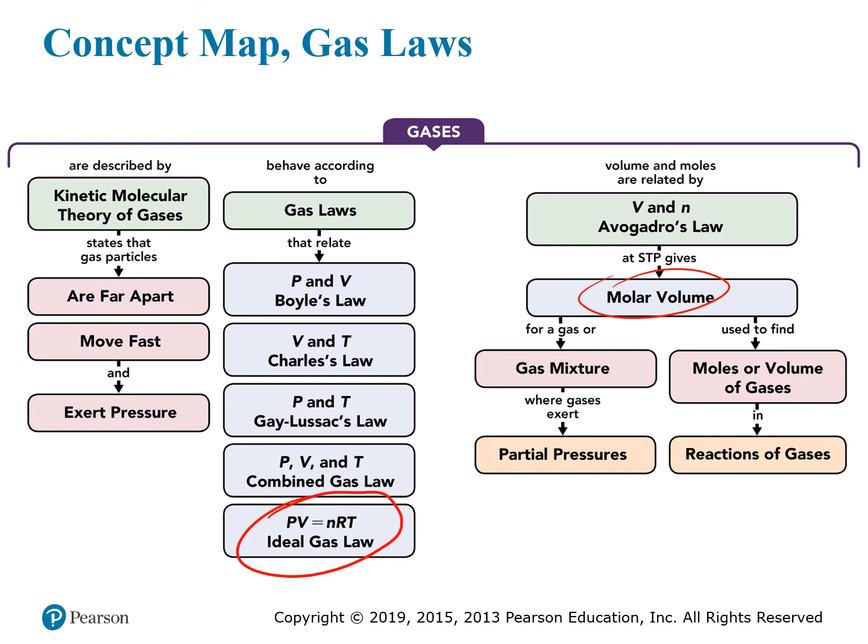And we also want to know about reactions of gases. Okay, so it's going to be very important for you to know how to convert between the pressure, temperature, and volume to the number of moles so that you can use the moles in a chemical equation. Okay, and then you'll also have some examples on partial pressures. So these are really the most important parts of this chapter.